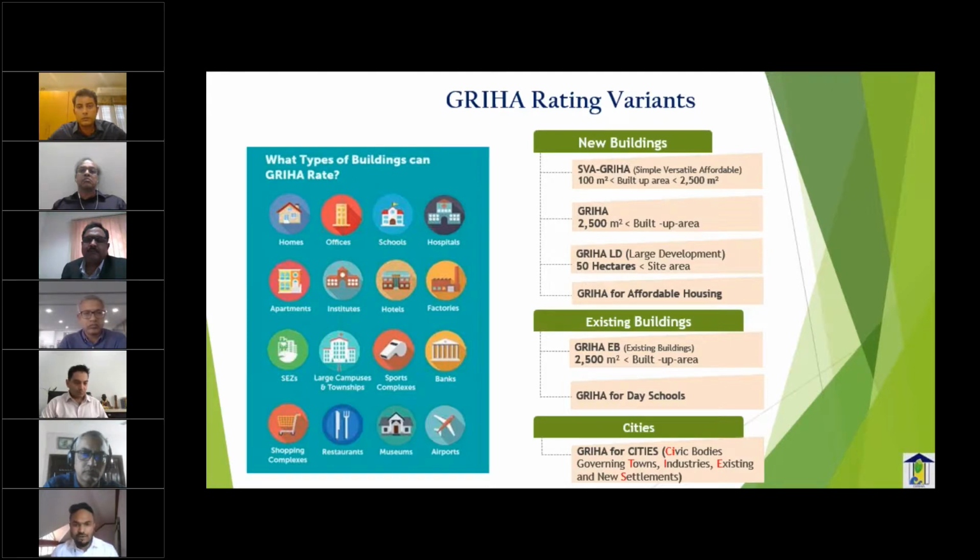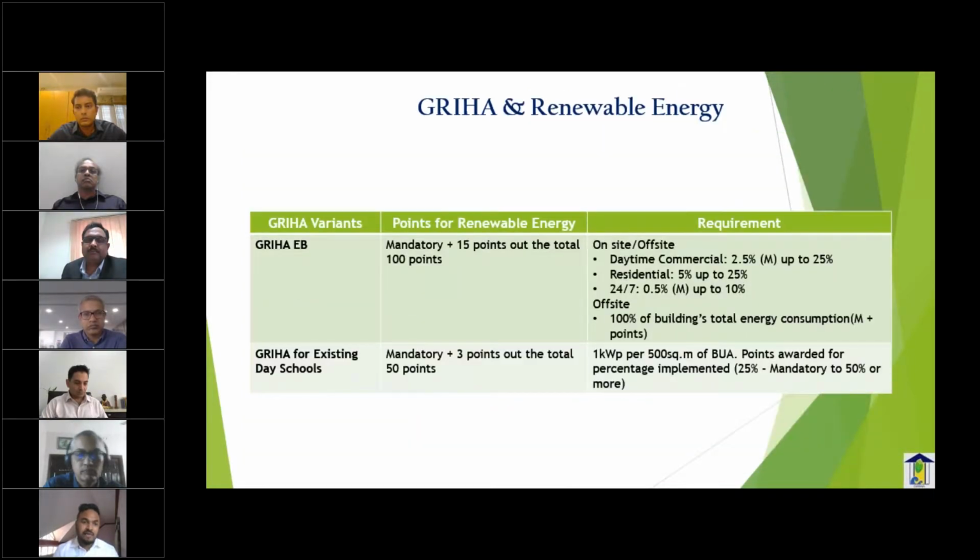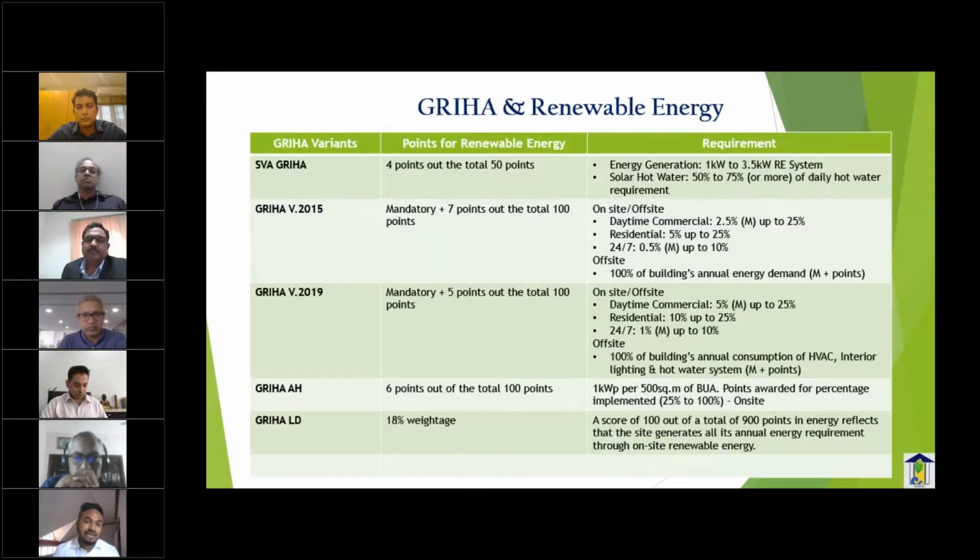Now, I will not want to spend a lot of time on what are the different variants that we have, but let me say how Griha has been able to integrate renewable energy systems into its rating.